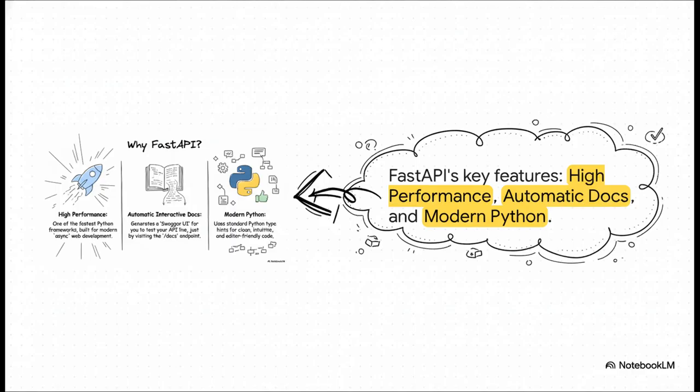Why are so many developers flocking to FastAPI? It really comes down to three killer features. First, it is blazing fast. We're talking one of the highest performing Python frameworks available. Second, it gives you automatic interactive documentation right out of the box, which is a huge time saver. And third, it's built on modern Python. It uses features like type hints, which makes your code super clean, intuitive, and way easier to work with.